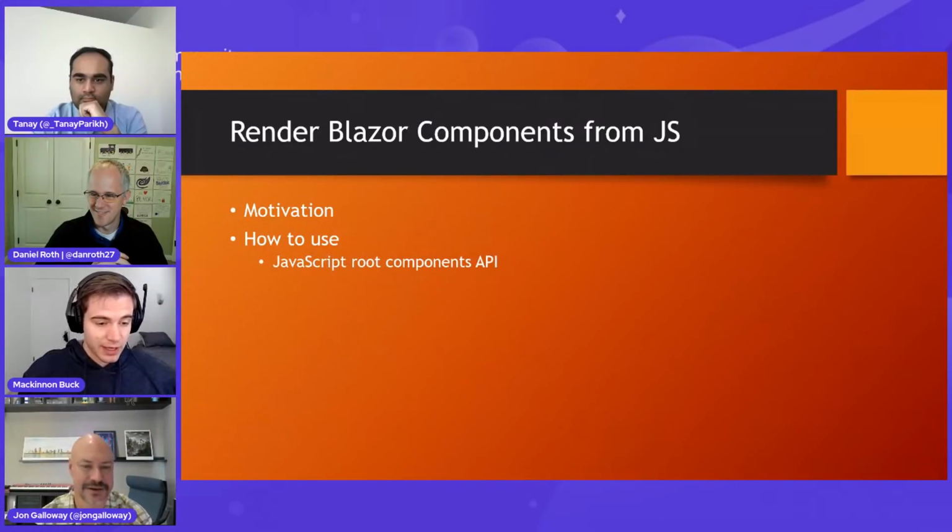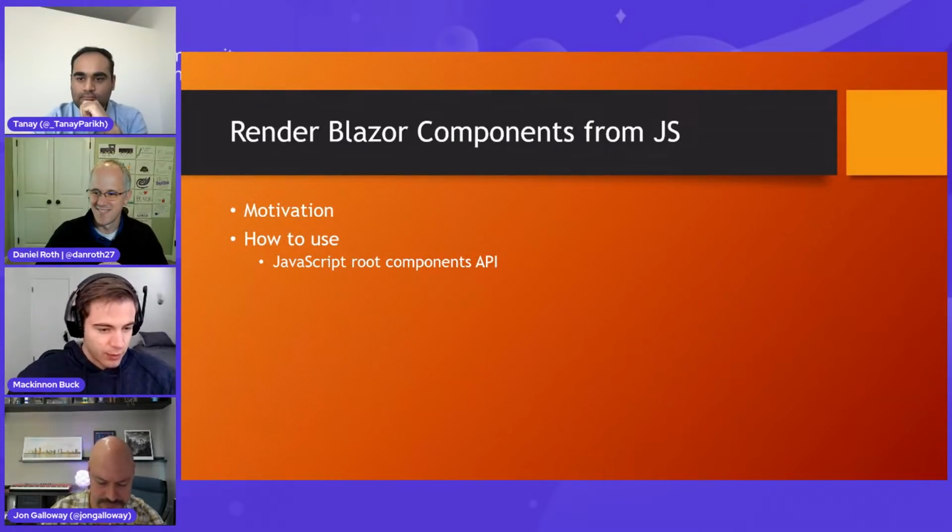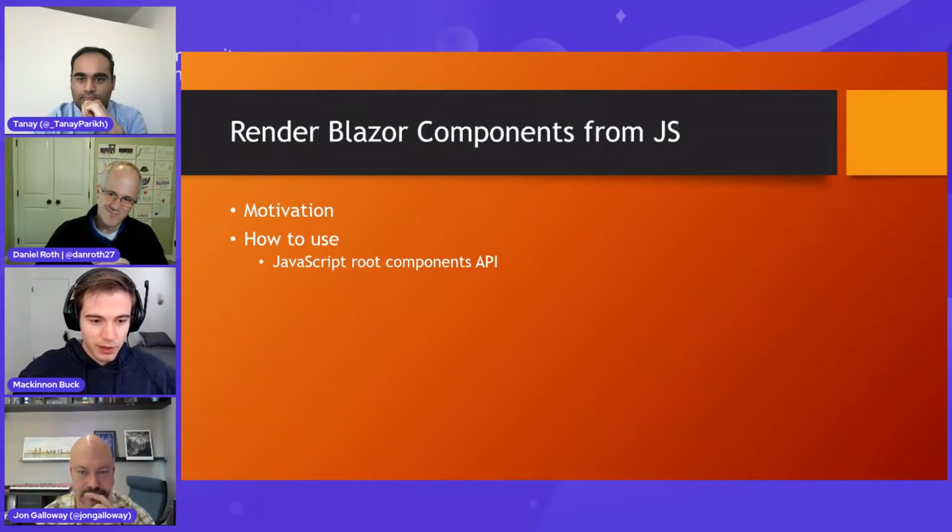So there are 3 different ways to use this feature. First is what's shipping as part of the framework itself, this low-level JavaScript API that lets you manually control the lifecycle of the Blazor components that you're using in your page, and then manually set the parameters of the components. So this is a very flexible way to do it, but it's also a little bit harder to manage.